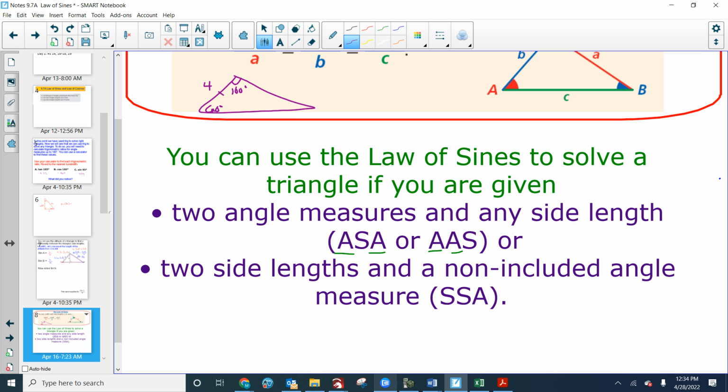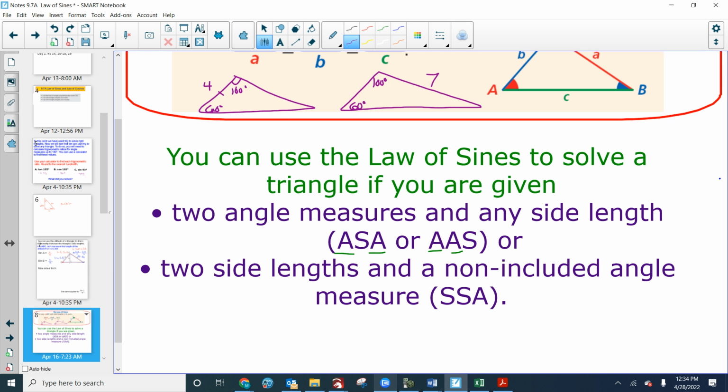Or angle, angle, side. Angle, angle, side. How do we remember this? Because some people who are crazy are like, well, Mr. Westphal, angle, angle, side. No.